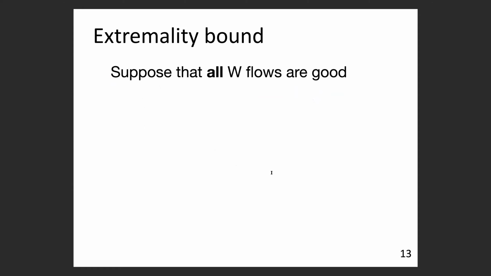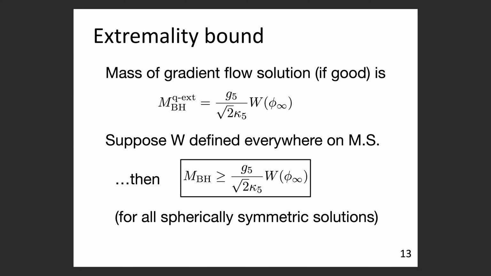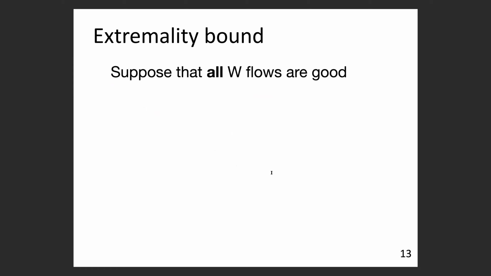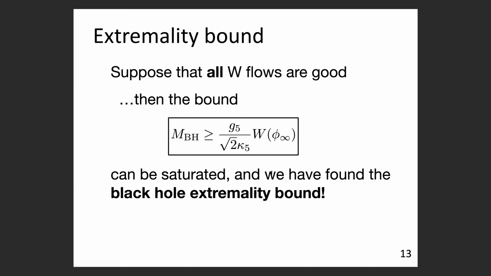Okay. All right, so this was just if W was defined everywhere, but now let's suppose that all the flows that W induces from any starting point are all good flows. So each one of those flows is going to give me some extremal solution. Well, that means, because this with an equal sign was the mass of the quasi-extremal solution, that not only is this bound true, I can saturate it. And that means this is in fact the black hole extremality bound when I have this situation where all the flows of W are good.